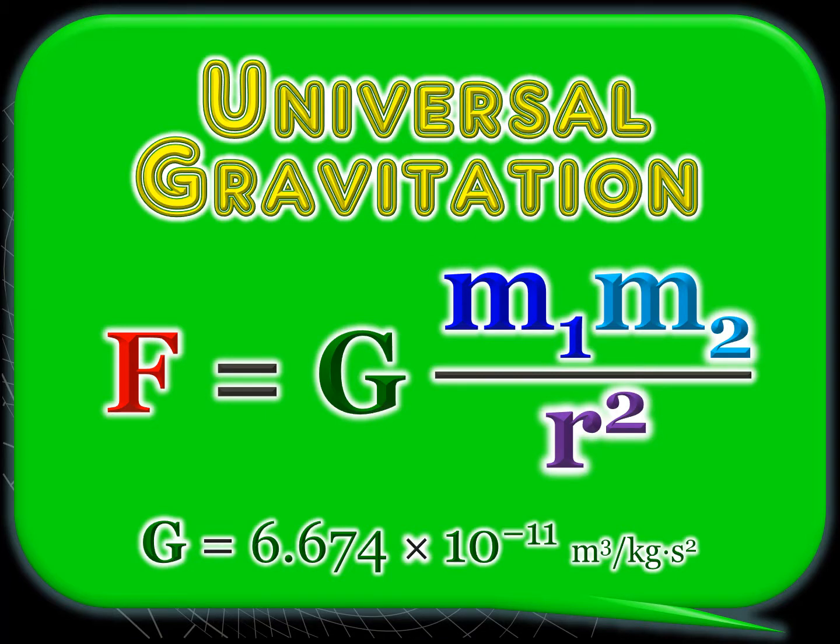So let's take a closer look at Newton's equation for universal gravitation. F, which is the force of gravity, is equal to the universal gravitational constant, the big G, multiplied by the mass of one object times the mass of the second object, divided by the distance between them squared, r squared. The gravitational constant, the big G, is 6.674 times 10 to the negative 11 meters cubed per kilogram second squared.